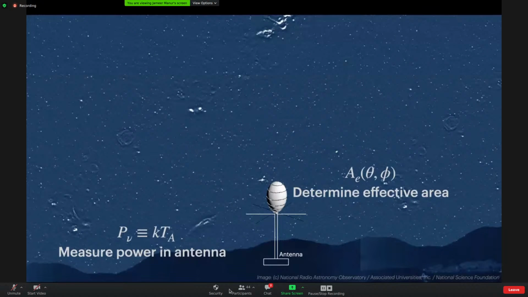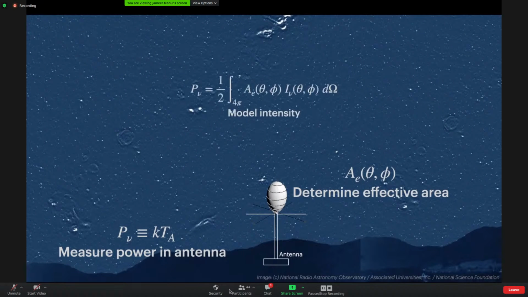well constrained or well localized, or it would be a broader distribution. But in principle, you'll have this value. And using this equation, in principle at least, you can model the intensity and try to get the intensity that is producing the power in your antenna. I'm just summarizing the general setup.